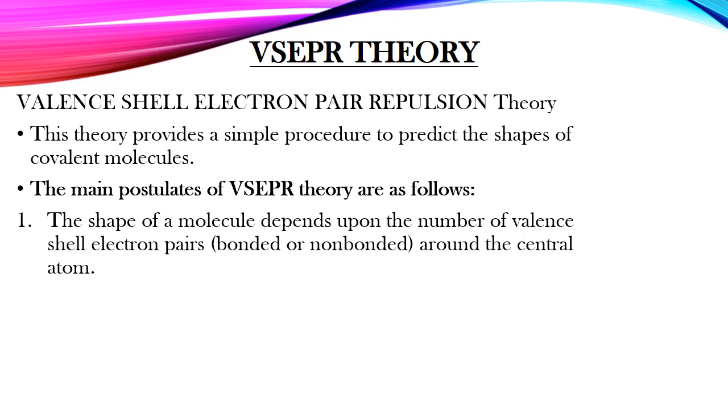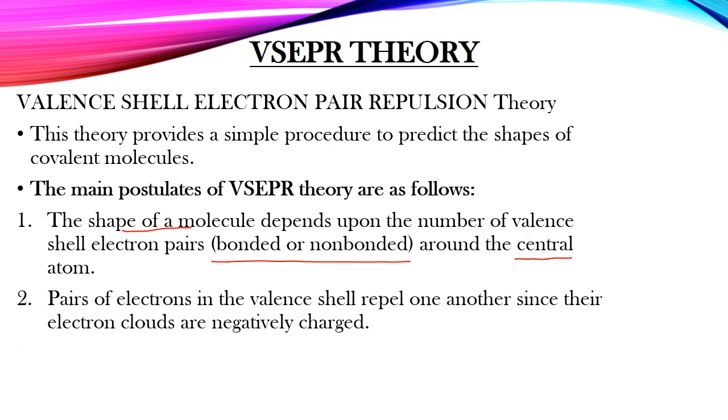In a molecule, you have the central atom which is surrounded by other atoms. So the shape of the molecule depends on the number of valence electrons. It may be bonded or non-bonded. So the shape entirely depends on the valence electrons around the central atom.